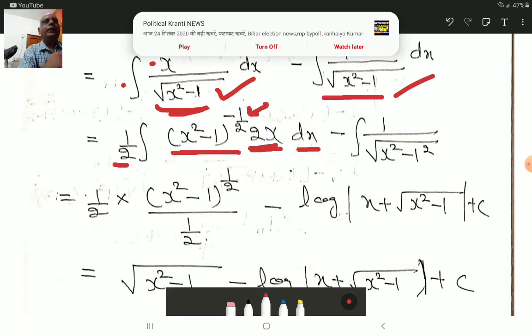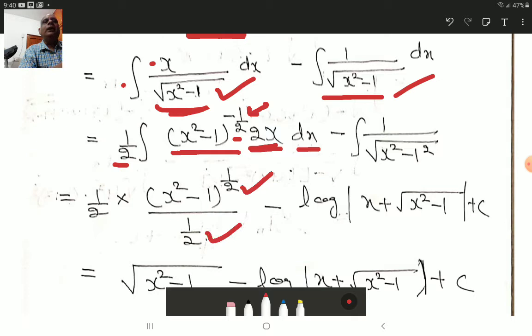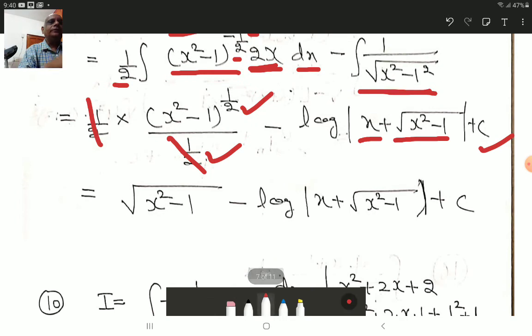So integration should be f(x) whole power n plus 1, minus half plus 1 is half, upon minus half plus 1 is half, minus log of modulus of, you see 1 upon square root of x square minus a square. Its integration is log of modulus of x plus square root of x square minus a square, that is 1 square, which is 1 only, plus c, and this half is cancelled. Now x square minus 1 whole power half means square root of x square minus 1. So now it is square root of x square minus 1 minus log of modulus of x plus square root of x square minus 1 plus c. I hope you must have got it. If there is any confusion, you must see it again.